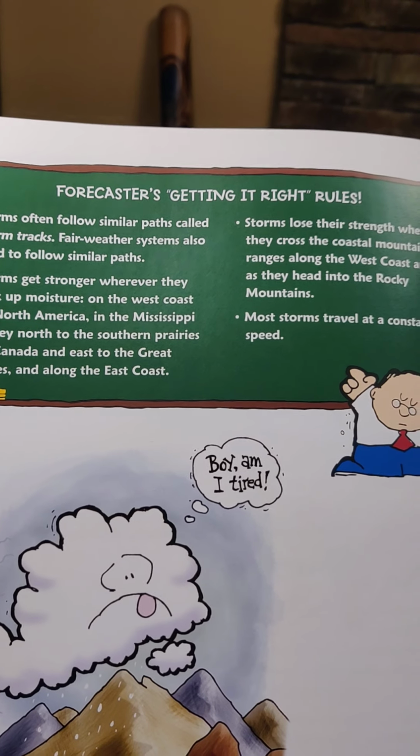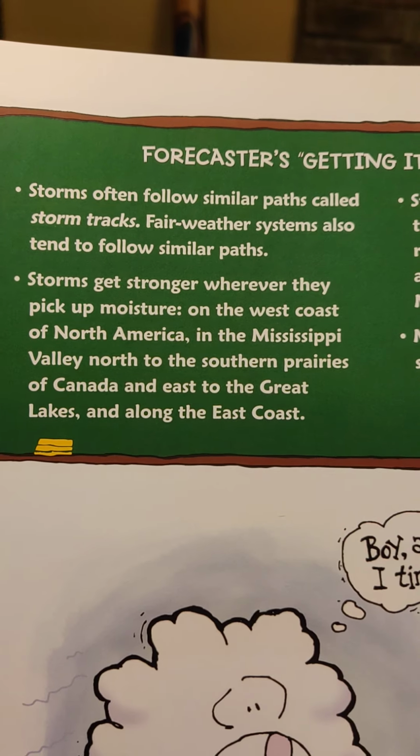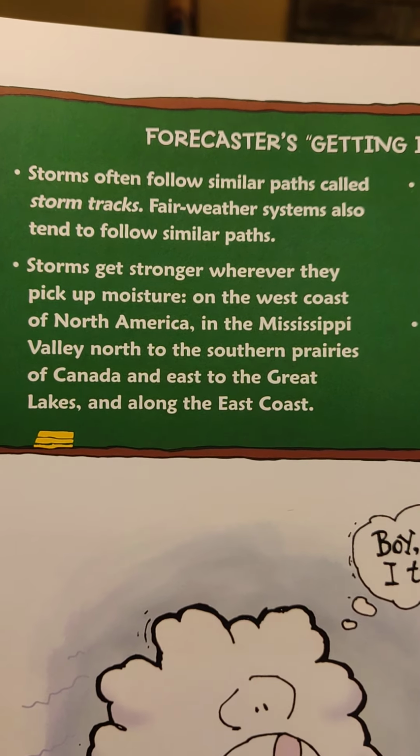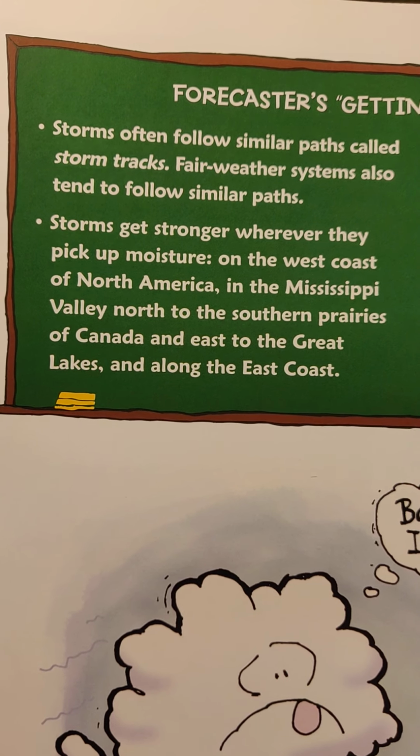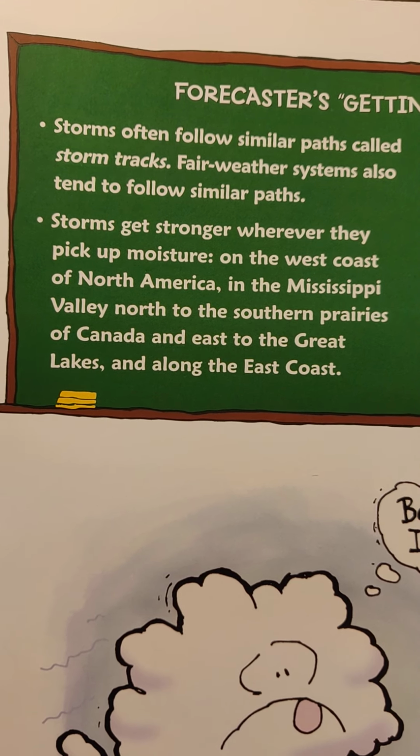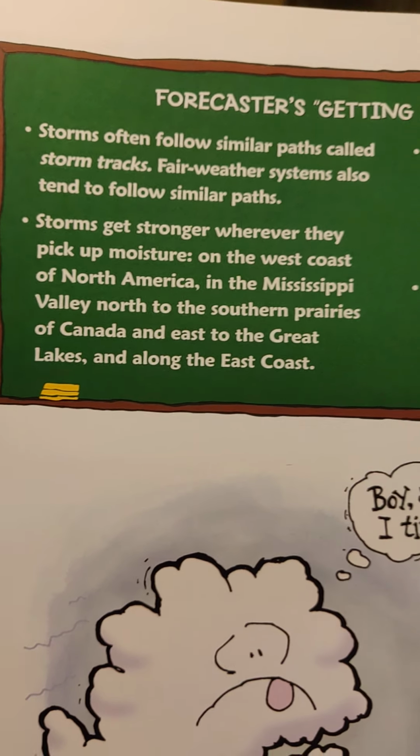Forecasters getting it right rules. Storms often follow similar paths called storm tracks. Fair weather systems also tend to follow similar paths. Storms get stronger wherever they pick up moisture: on the west coast of North America, in the Mississippi Valley, north to the southern prairies of Canada, and east to the Great Lakes and along the east coast.